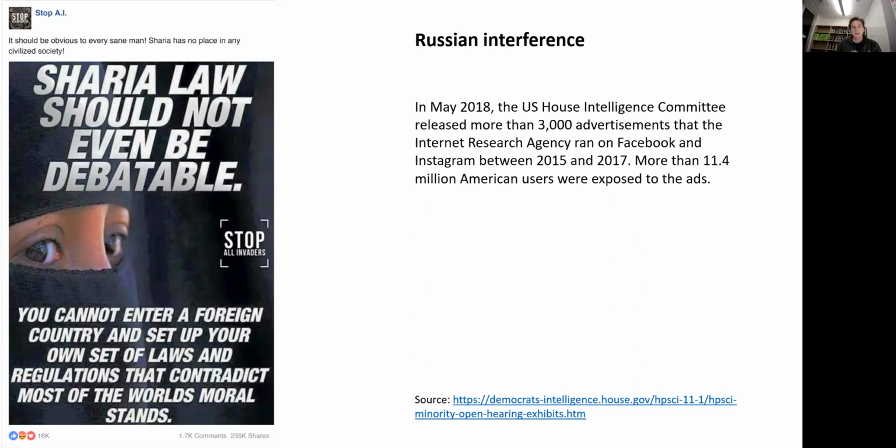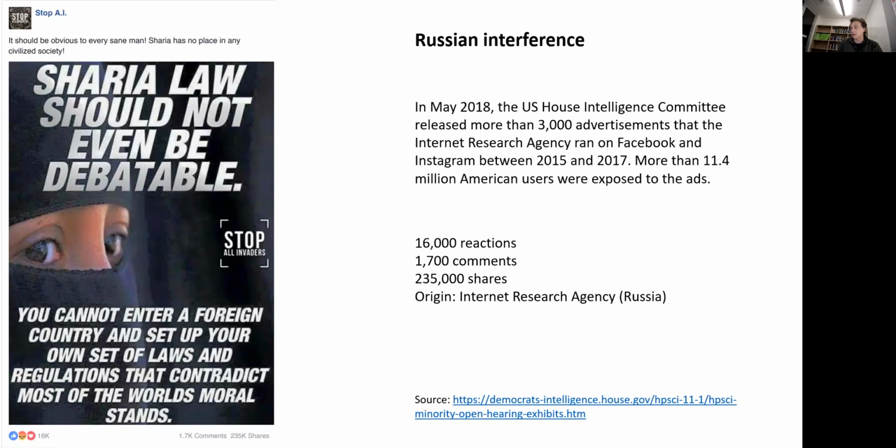So to that extent, these advertisements are sometimes true, sometimes false. The point is not really, for the disinformation agents, the Internet Research Agency, the Russians, the point is not to spread false information necessarily, but to polarize and to stir up strong emotions amongst ordinary citizens and disrupt the political process in that way. You can see here the amount of engagement that this advertisement got: 16,000 reactions, 1,700 comments, and 235,000 shares, so quite significant.